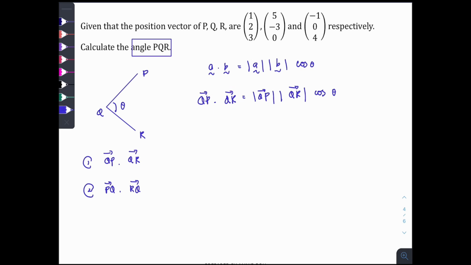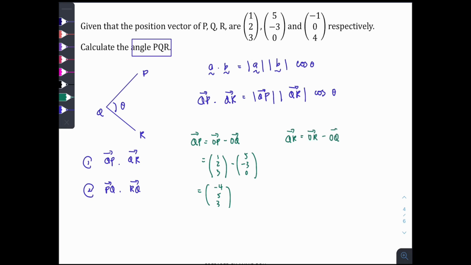So the first thing we need to know now is how to find QP and how to find QR. To find QP, you can just take OP minus OQ, which is (1, 2, 3) minus (5, -3, 0), and you will get (-4, 5, 3). As for QR, you can take OR minus OQ, which is (-1, 0, 4) minus (5, -3, 0). So QR should be equal to (-6, 3, 4).